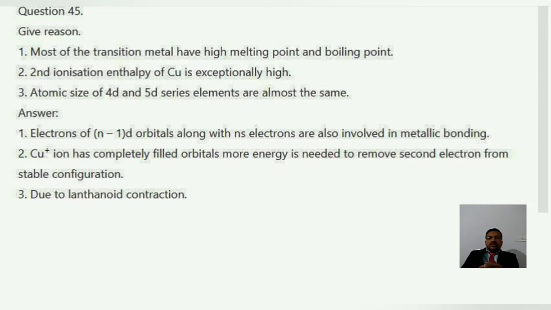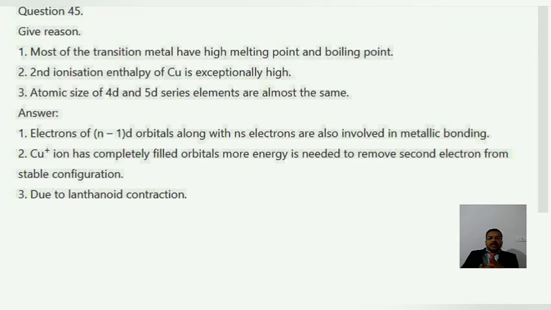The answer is copper plus ion has got completely filled orbitals, and more energy is needed to remove the second electron from the stable electronic configuration. So if you write the electronic configuration, you can see that Cu plus will be having completely filled, that is 3d10 electronic configuration. So you compare Cu2 plus and Cu.